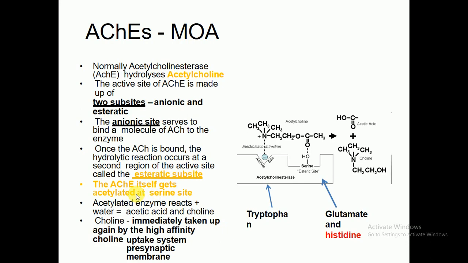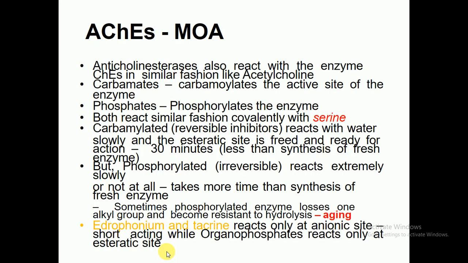The enzyme itself gets acetylated at the serine site, and the acetylated enzyme reacts with water, and acetic acid and choline are formed. Choline is immediately taken up again by the high affinity choline uptake system in the presynaptic membrane. Moreover, the anticholinesterase also acts with the enzyme acetylcholinesterase in a similar fashion to acetylcholine, while the carbamates carbamylate the active sites of the enzyme.